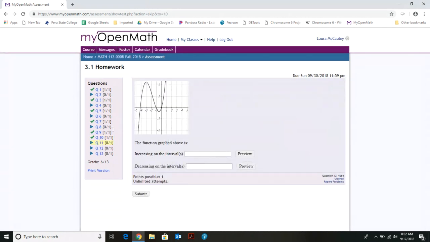Okay, so let's look at the next one. Same question. So again, just be careful. That's definitely at negative 3 where that part's happening, and this one's at negative 0.5. So just be careful there. Same question again.